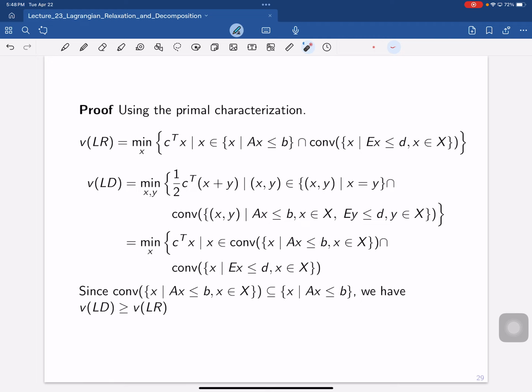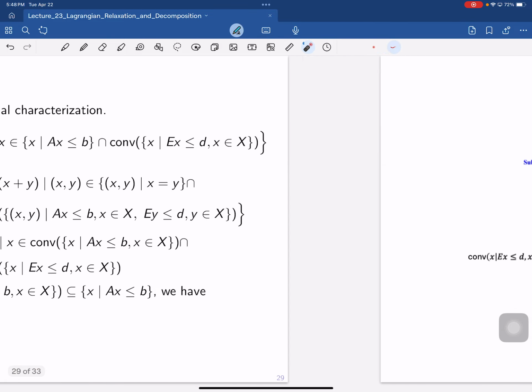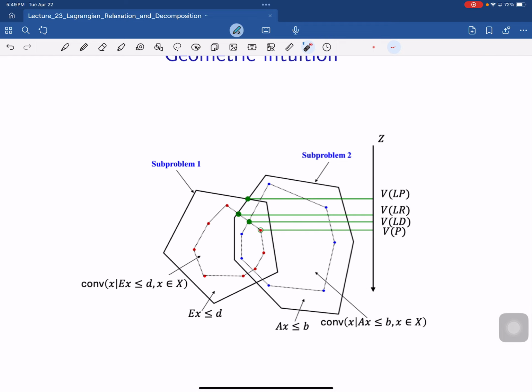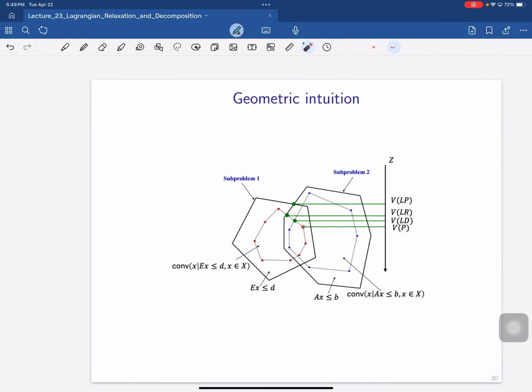You can read a bit about it in detail. This plot will give you a geometric intuition to show that the Lagrangian decomposition is tighter: you need to intersect the convex hull of these two sets with integrality constraints, and that will give you an even tighter bound than the Lagrangian relaxation.